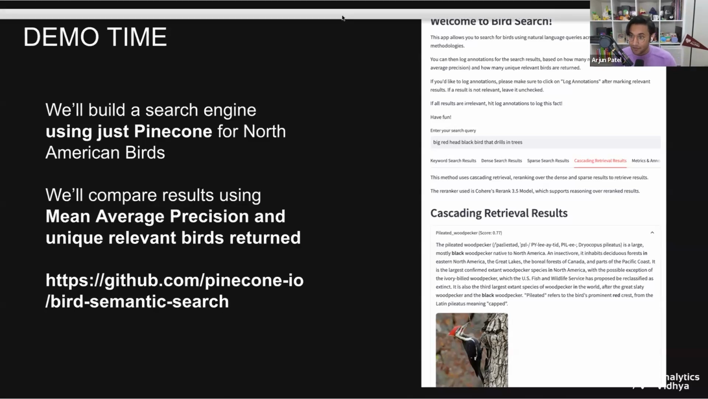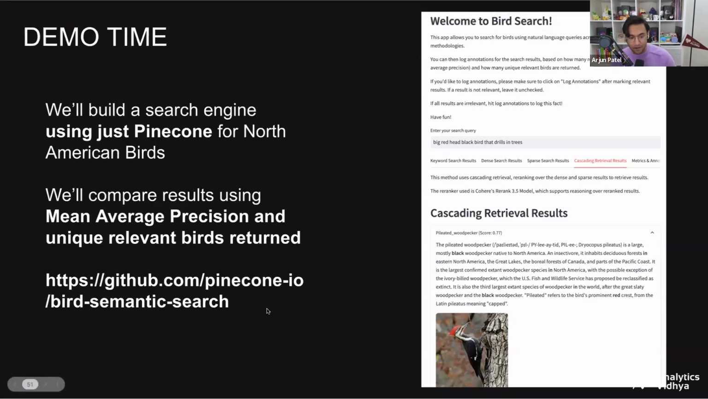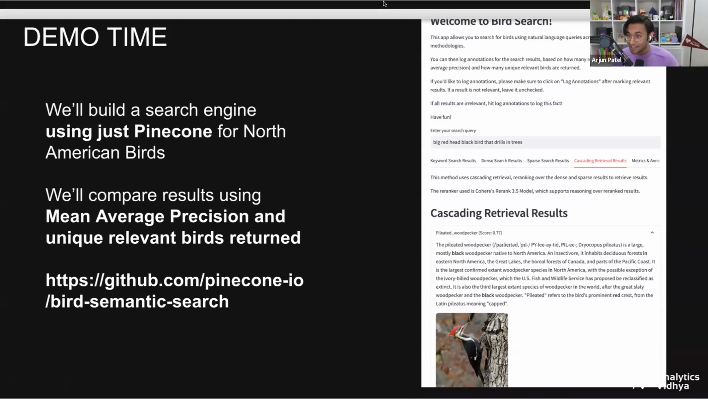If you want to take a look at the repository, you can navigate to github.com/pineconeio/bird-semantic-search. If you'd prefer to see me work with the demo, I'll pull it up in just a moment.